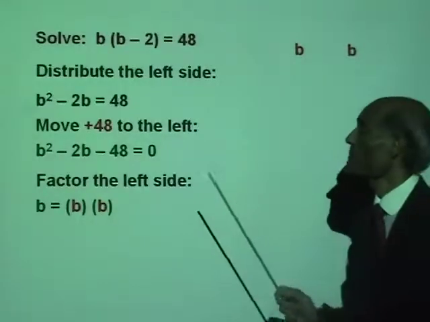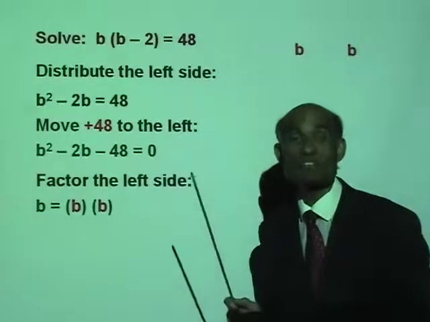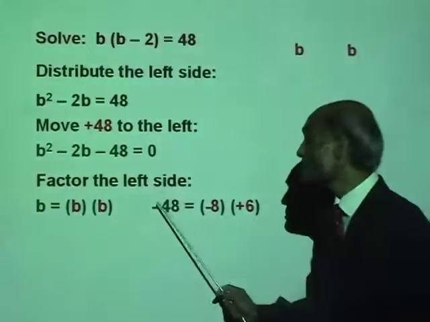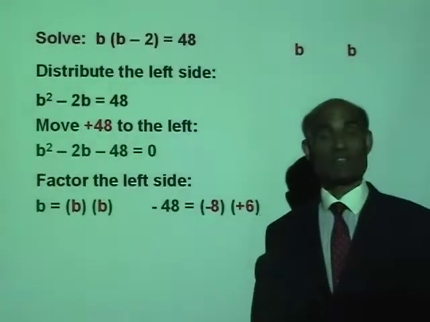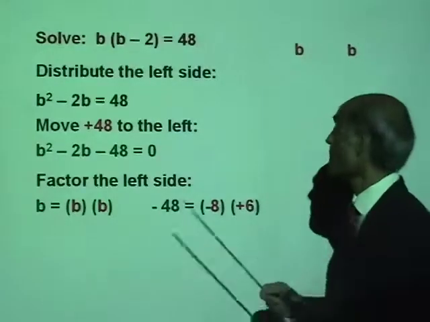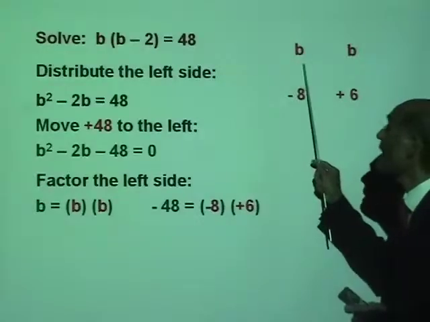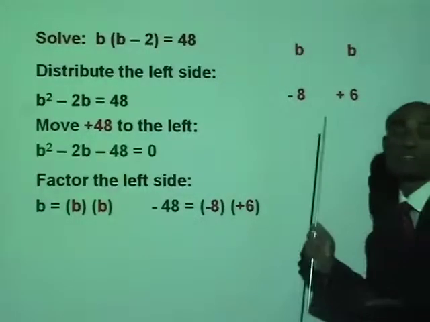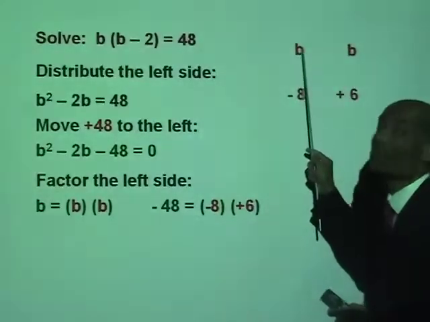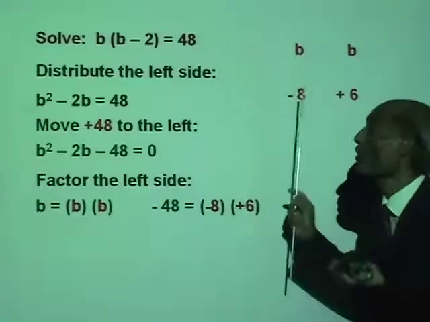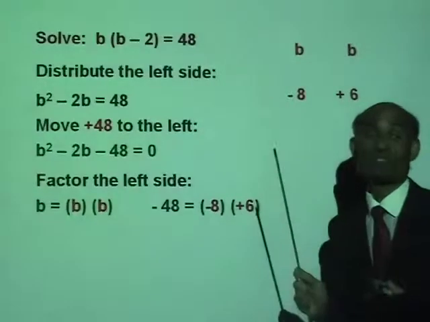B times B. And what did we say we are going to do to negative 48? How is negative 48 factored? Negative 48 is negative 8 times positive 6. You understand the argument we use for that. Does it matter where you write negative 8 and positive 6? No. Why not? Because both factors of the first term are B, and therefore, whether you write negative 8 here or here, it makes no difference.